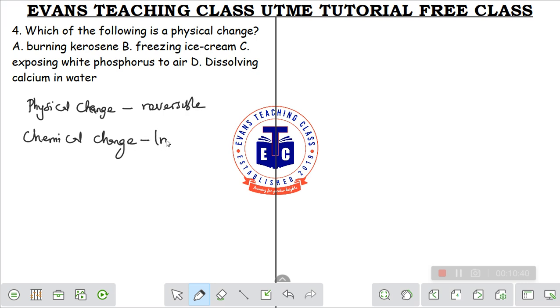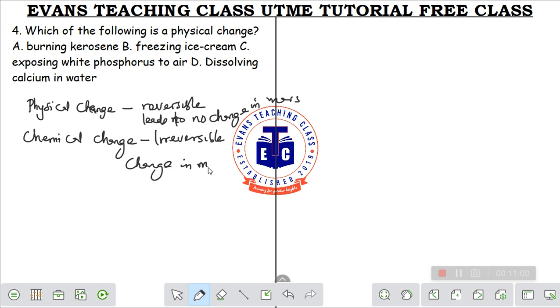Chemical changes are irreversible. What else can you say about them? A physical change leads to no change in mass. But when we are talking of chemical change, there will be a change in mass.